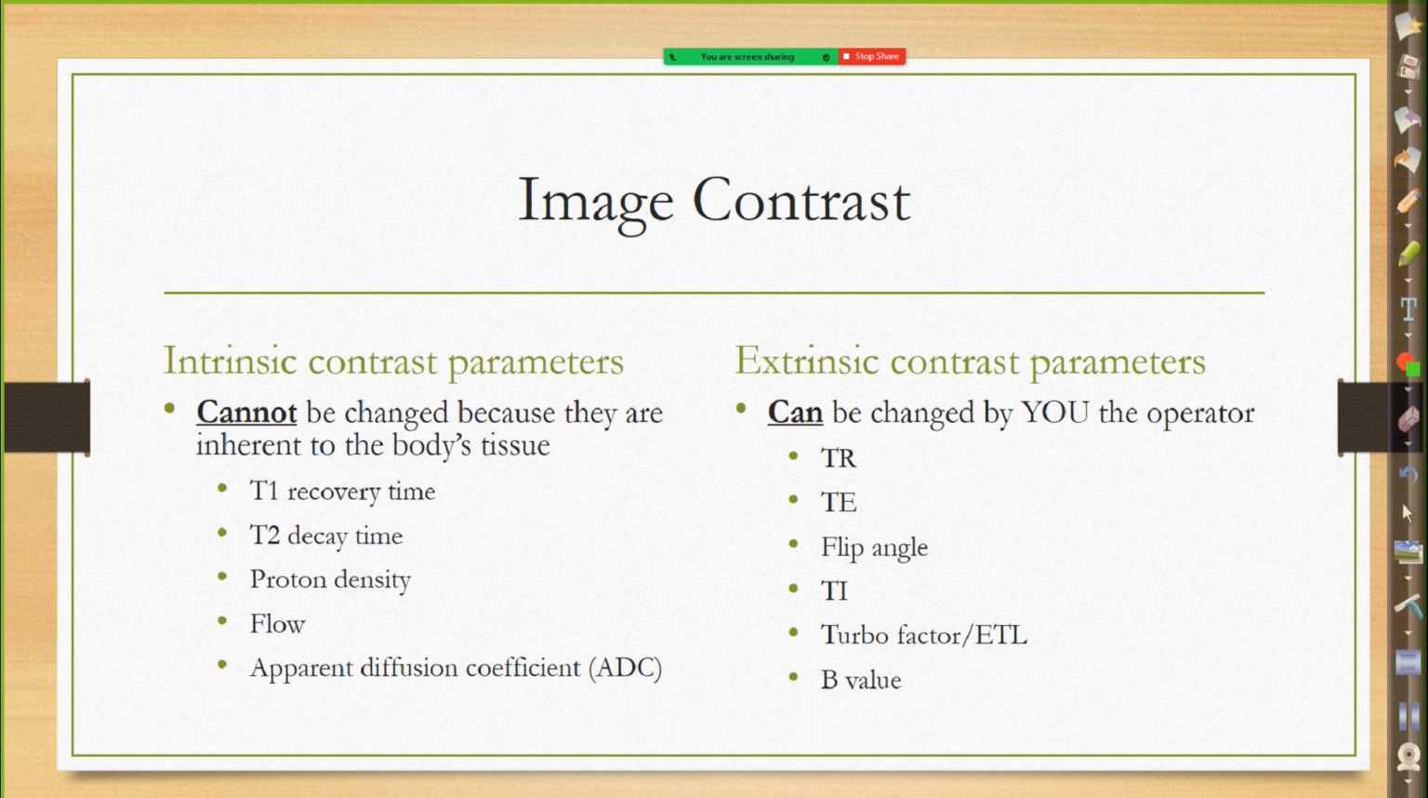Turbo factor, which is also referred to sometimes as echo train length. That's what ETL stands for, echo train length. And then B value, and this is in relation to diffusion. The B value, it's Brownian motion. That's what the B stands for. And it's really just the rate of diffusion.